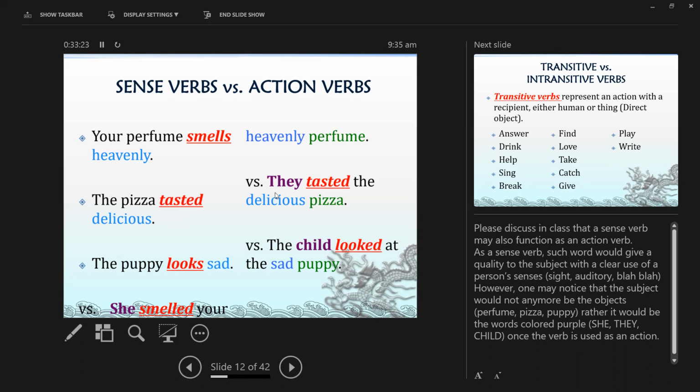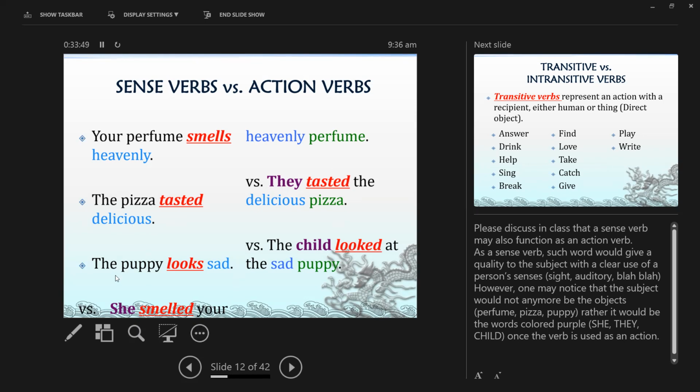But on the second example, it talks about the people who tasted the pizza. It's an action verb in this example. Okay? Do you see the difference? Parang confused siya. If you have any questions, please raise your hands. We need to entertain questions if some things are not clear.